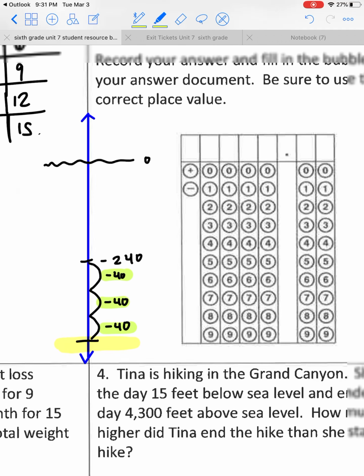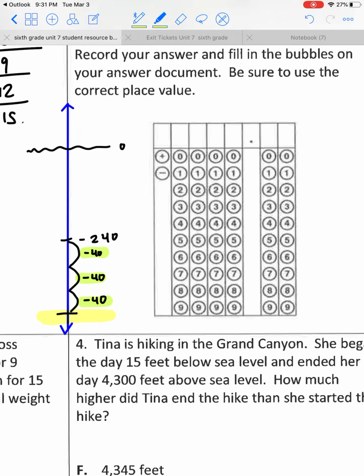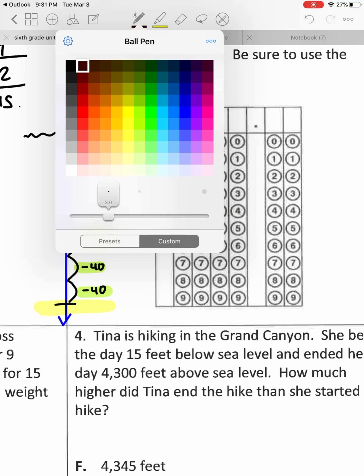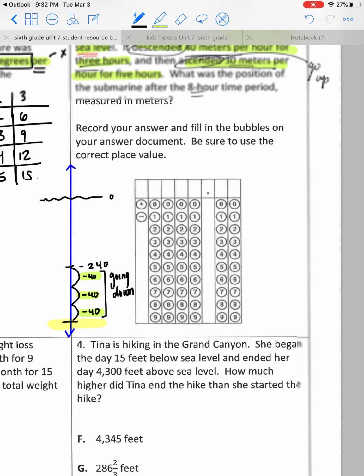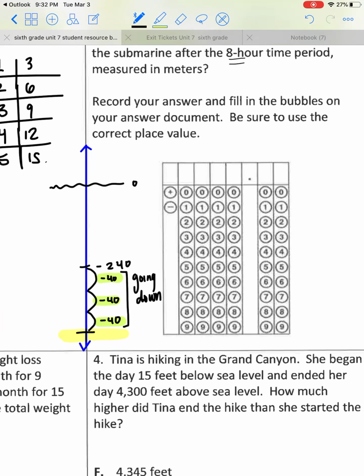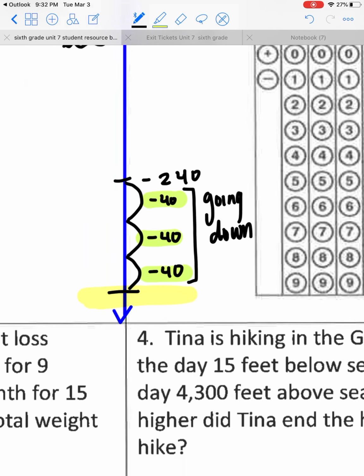Okay. And then after that, it said he ascended. So this part here is him descending. So this is him going down. Then from that point forward, it said he ascended 30 meters per hour for 5 hours. So he went up 30 meters for 5 hours.